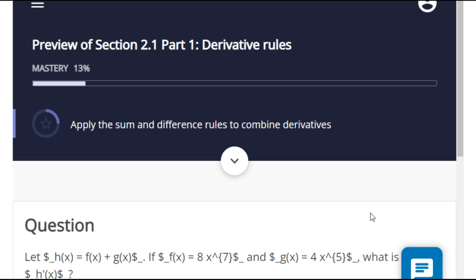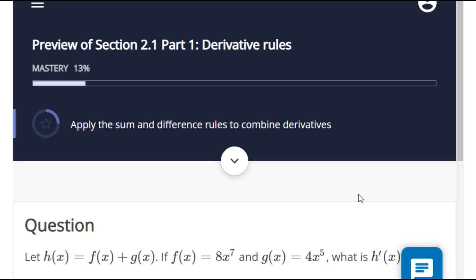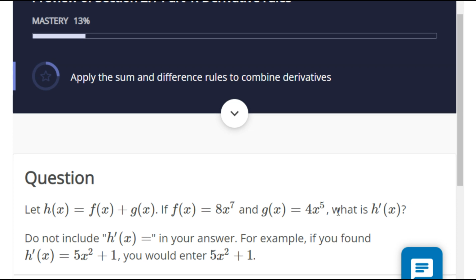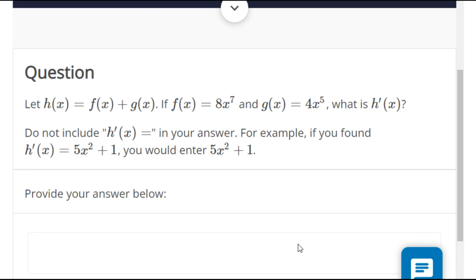Super. Mastery 13%. Okay, it's not too far off. But there might be multiple objectives. We'll see.